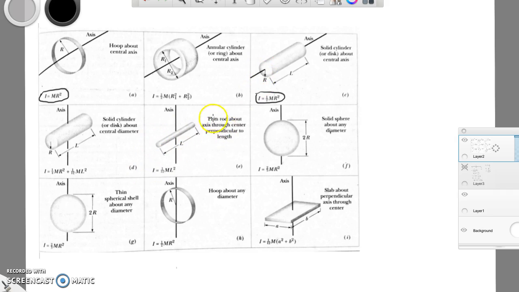And then for the last one here, a thin rod about an axis through its center that's perpendicular to the length would be 1/12 ml squared. And these are probably the 3 we'll use the most. Occasionally we'll use some of these other ones. A sphere will be important later. But you would want to memorize probably these 3 and maybe this one. Okay? So these are the moments of inertia.